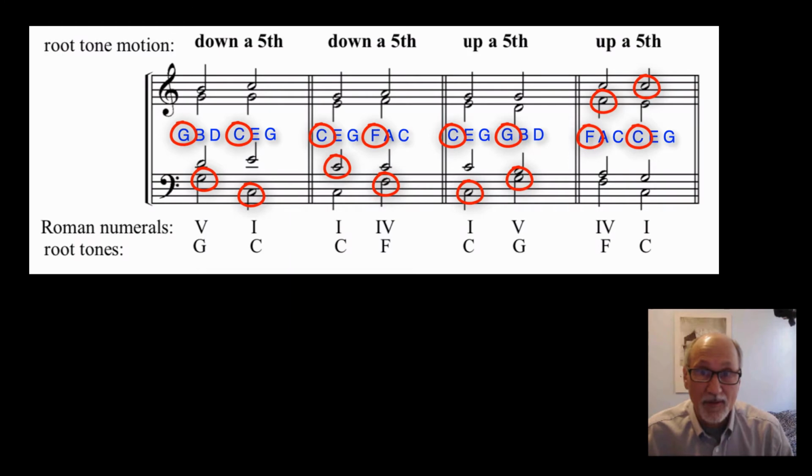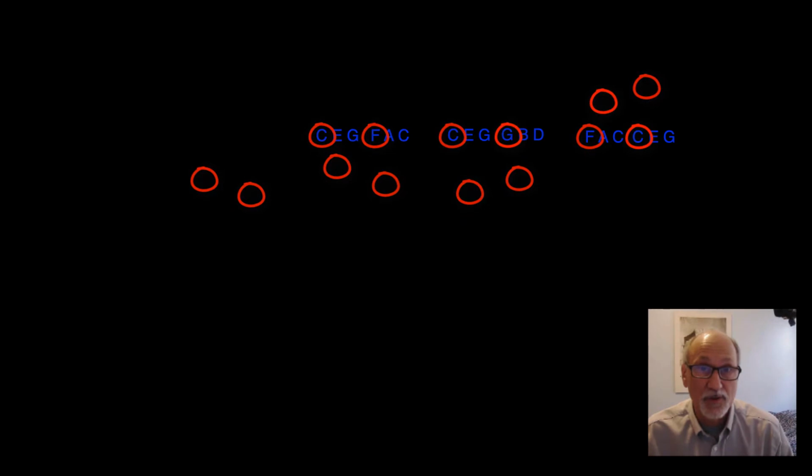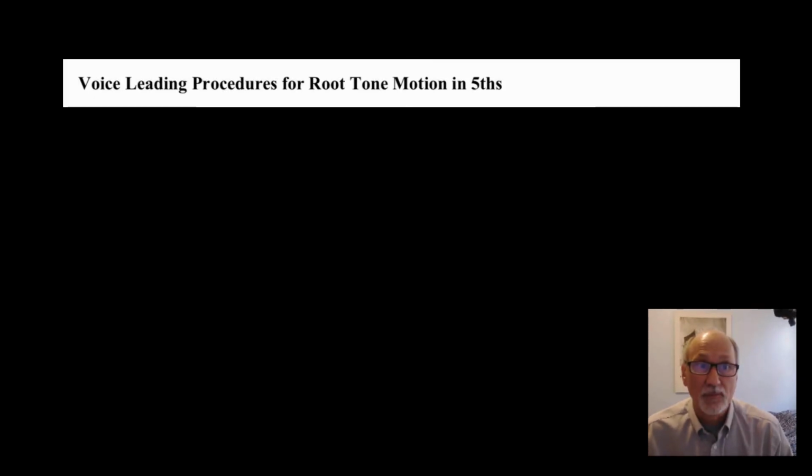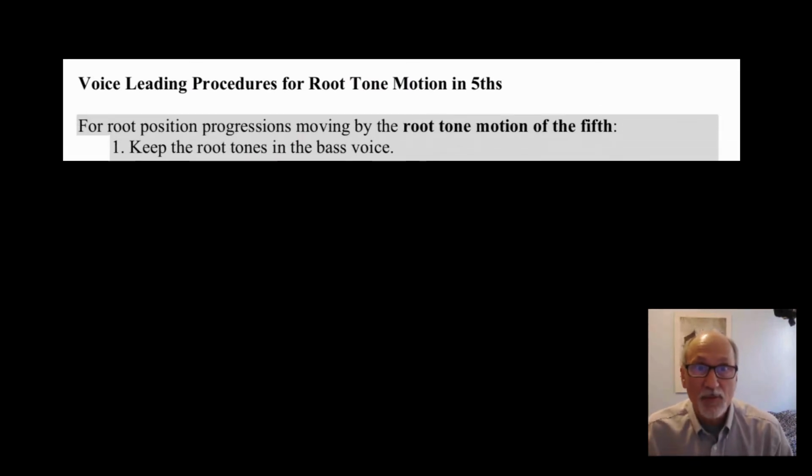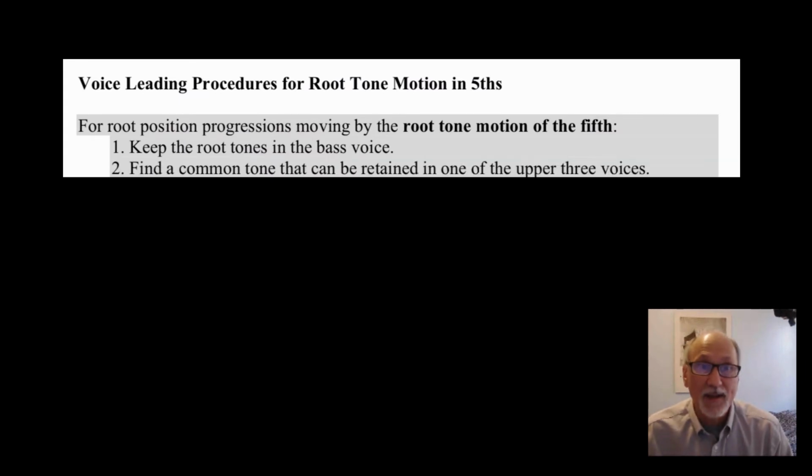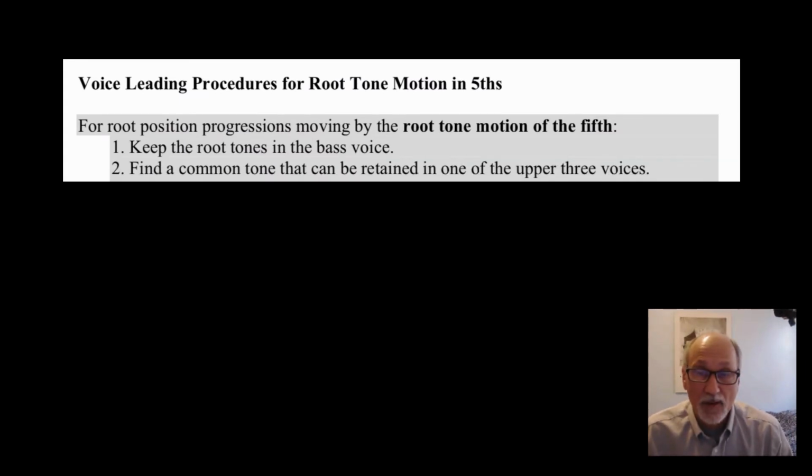Okay, so now that we are able to categorize these different kinds of progressions, let's come up with some rules and procedures that help us to actually write these kinds of progressions. So, first one, whenever we have root tone progressions moving by fifth, whether it's up or down, here are some guidelines for getting good voice leading. Number 1, keep the root tones in the bass, because for now we're doing everything in root position. That'll change in a few weeks and a few modules, but not now. Everything is root position.